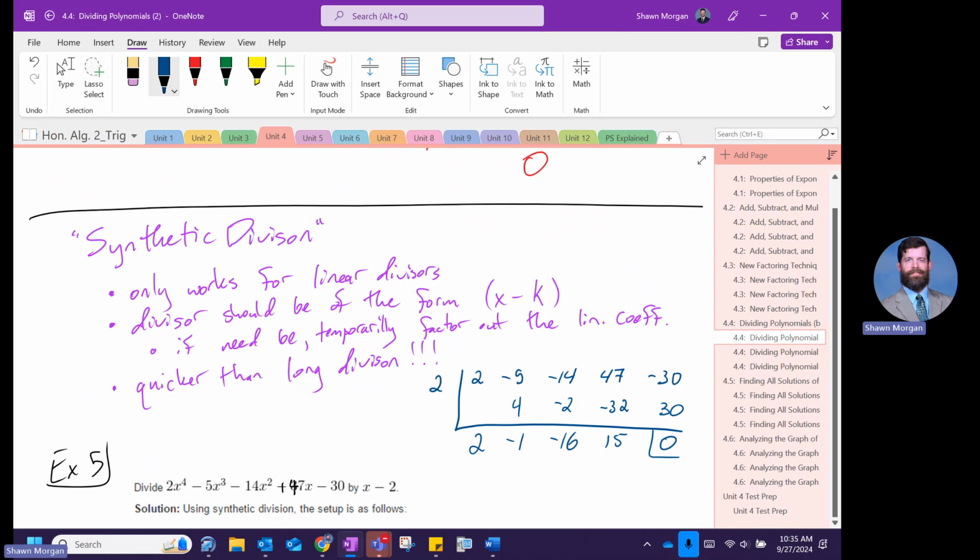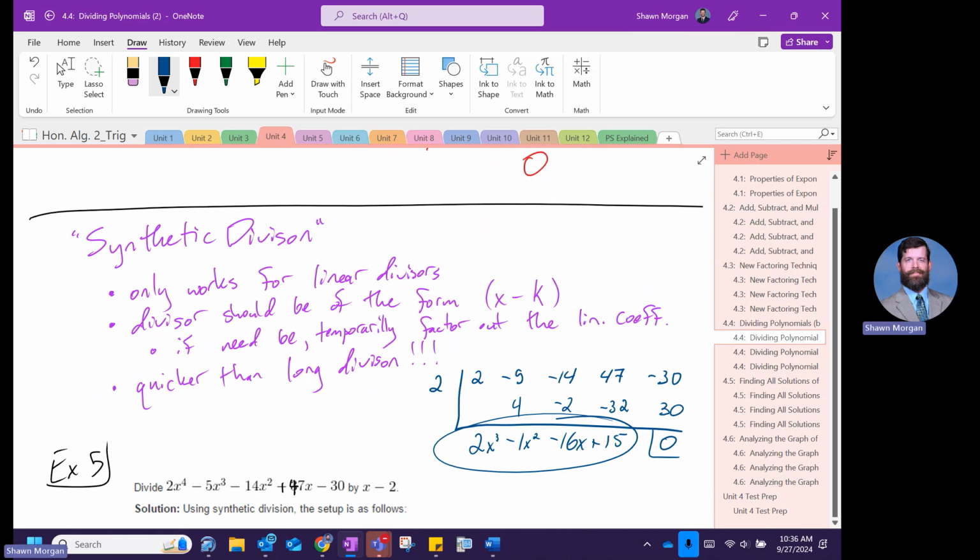So I know that x minus 2 is a factor of this big, fat, ugly degree 4 polynomial. I could therefore write this degree 4 polynomial as a product of x minus 2 times this resulting quotient. The resulting quotient is 2x cubed minus 1x squared minus 16x plus 15. That's what you would get on the top if you did your long division. Well, I'm going to show you.